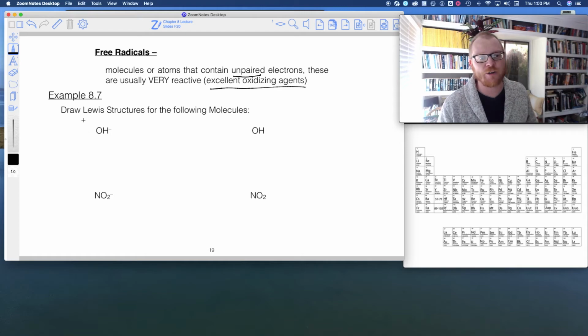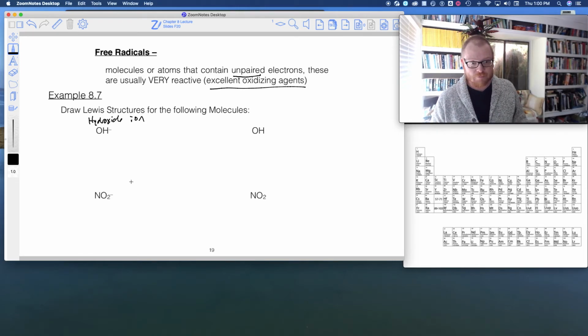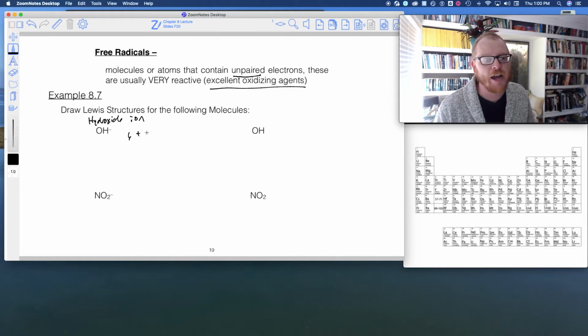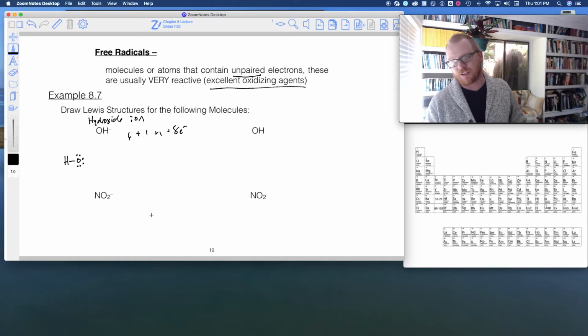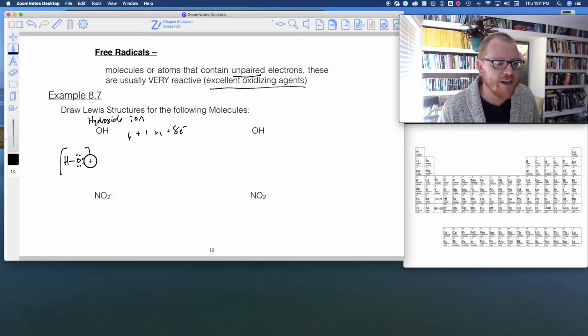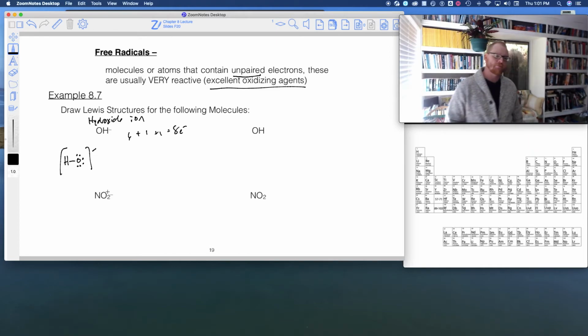So here are two examples. Here's OH minus. This is the hydroxide ion, which we know contains oxygen, six electrons, hydrogen, one, and then there's a negative charge, plus one, which gives me eight valence electrons for hydroxide, OH minus. The Lewis structure we would come up with looks like this. So hydrogen follows the duet rule, oxygen the octet rule, and it's a negative ion, right? So it's going to look something like that, okay?